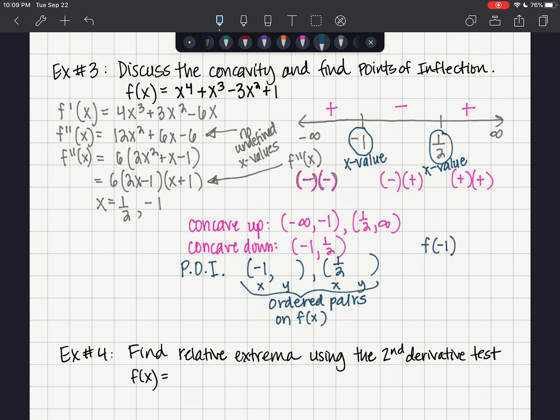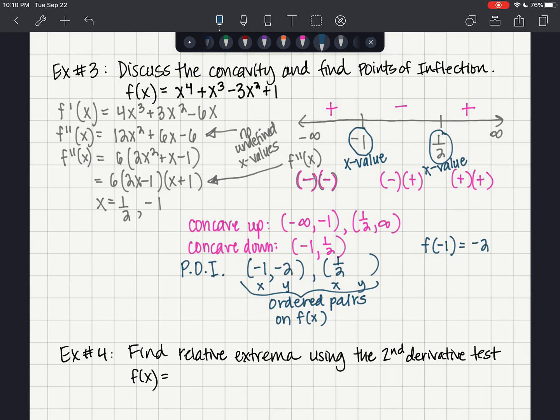So f of negative 1, when I put a negative 1 into the original function, I am going to get 1 minus 1 is 0, minus 3 plus 1, negative 2.